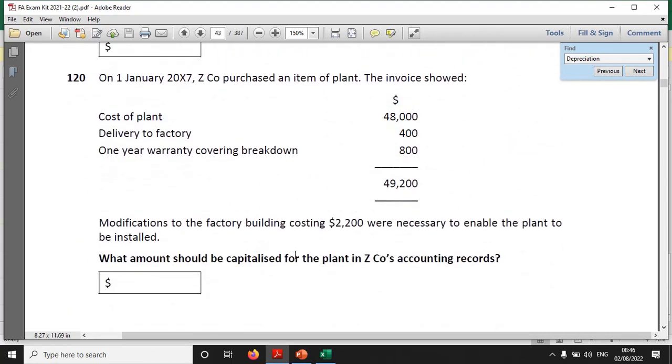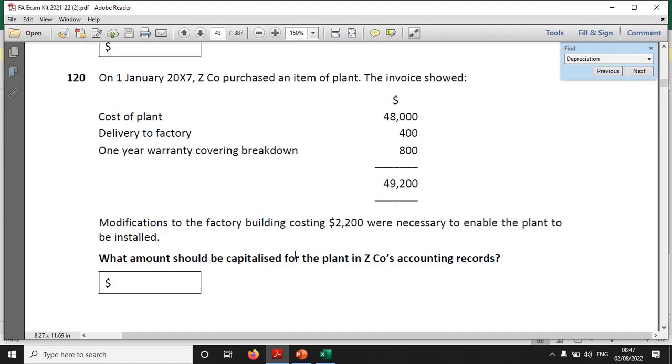Let's go to 120. On 1st January 20X7, Z company purchased an item of plant. The invoice showed the following. And of course, we have got other issues given there. Our job is to be able to separate capital expenditure from revenue expenditure. And down there, the question says, what amount should be capitalized for the plant in Z company's accounting records? Now, I want us to be on our calculators so that we don't take too much time.